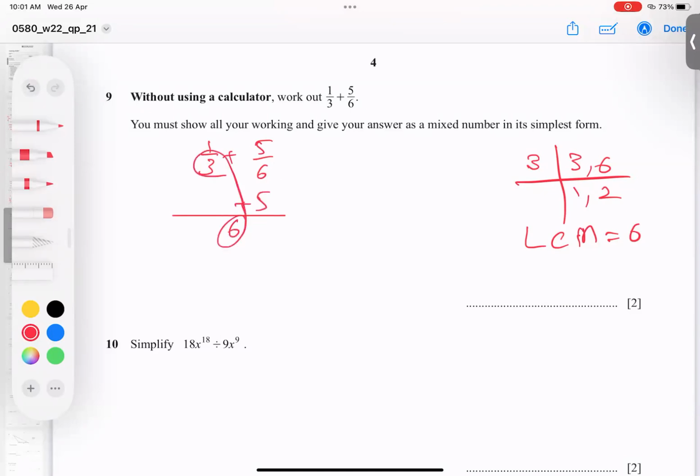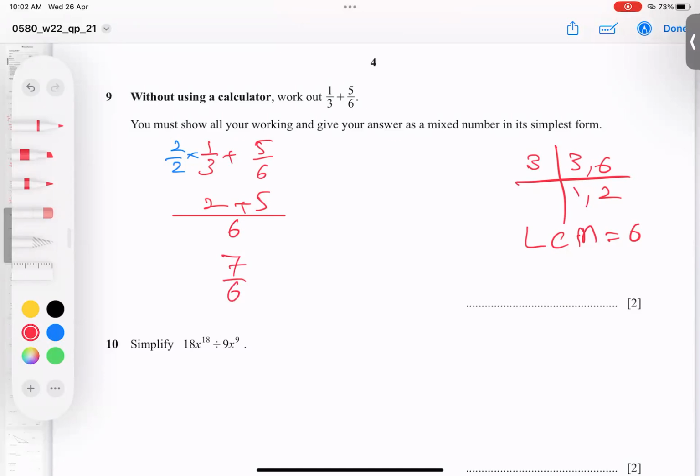Do they match? No, not matching at all. Times 2 up, times 2 down. Now 3 to the 6, match? Yes, match. So 2 ones are 2, coming directly. I hope this idea is clear. And 5 plus 2 gives you 7, and 7 over 6 is my final answer.